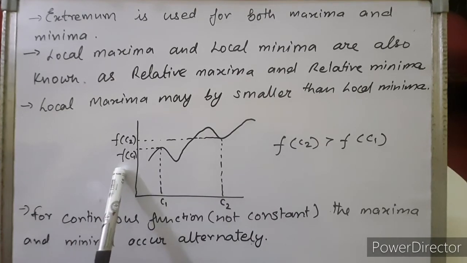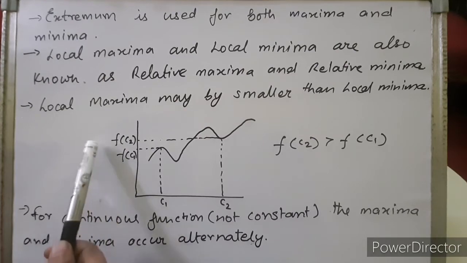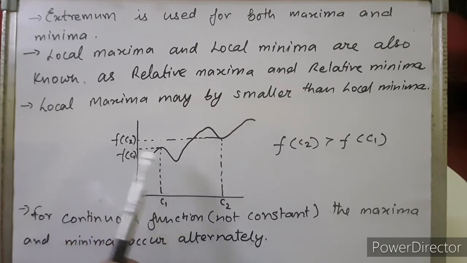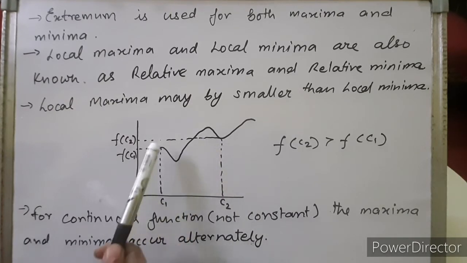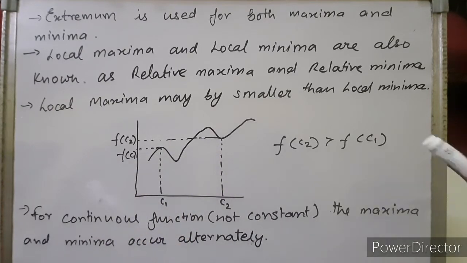You can see the value of the function at c1 and the value of the function at c2. Here c2 is having the minimum value, and at c1 we are getting the maximum value. So the local maxima could be lesser than the local minima.